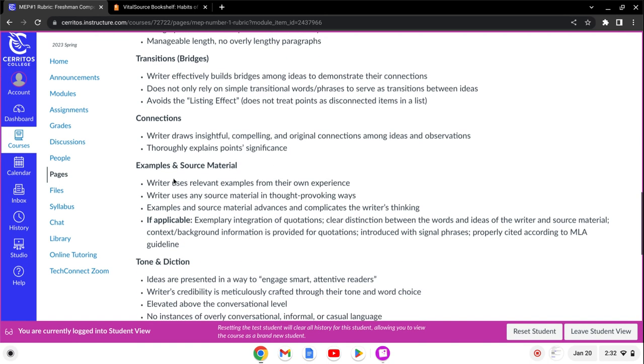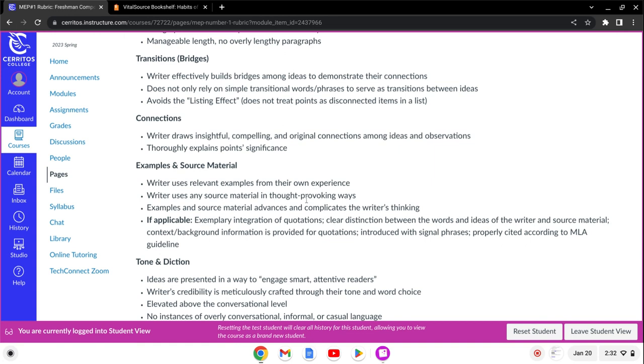Next criterion here, examples and source material. So the writer uses relevant examples from their own experience. So from your own experiences with reading and writing up until this point, make sure that you're using relevant examples from your experience. The writer uses any source material in thought-provoking ways. What that means is that if you are building in any kind of quotations from outside sources, they actually serve a purpose.